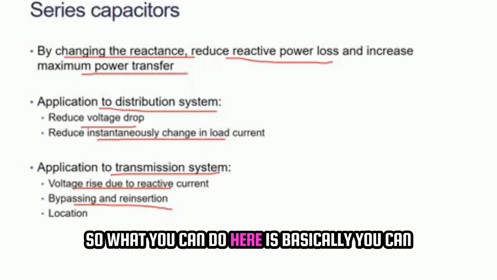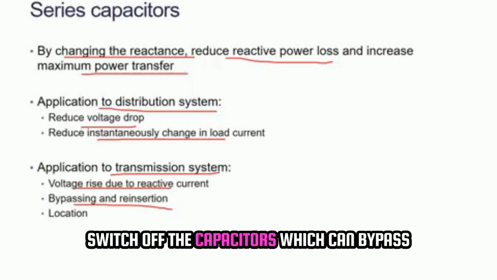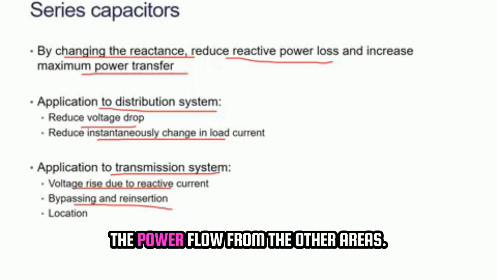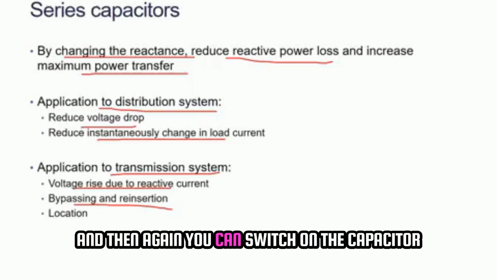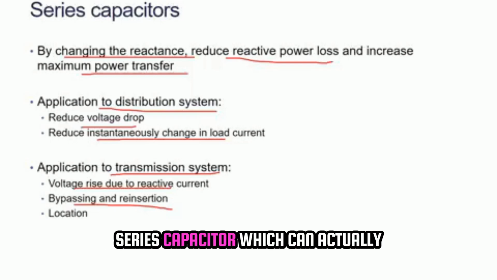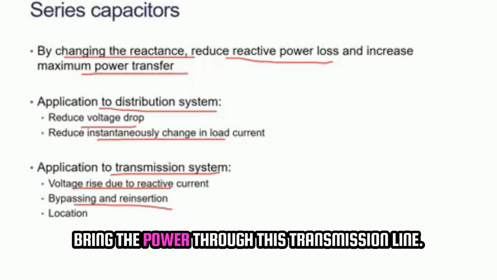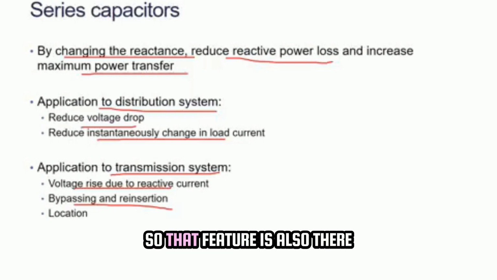So what you can do here is switch off the capacitors, which can bypass the power flow from the other areas, and then again you can switch on the series capacitor, which can actually bring the power through this transmission line. So that feature is also there in series capacitors.